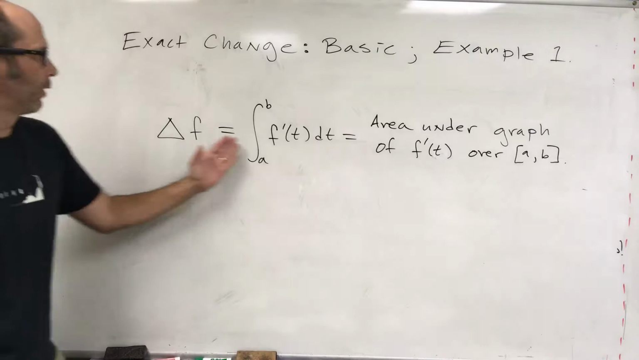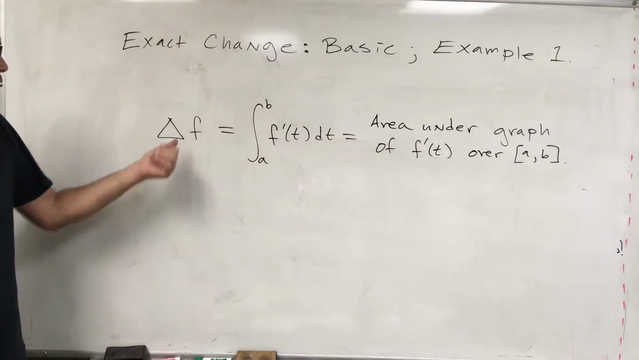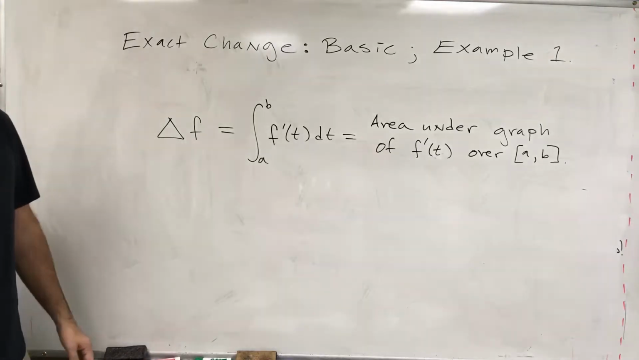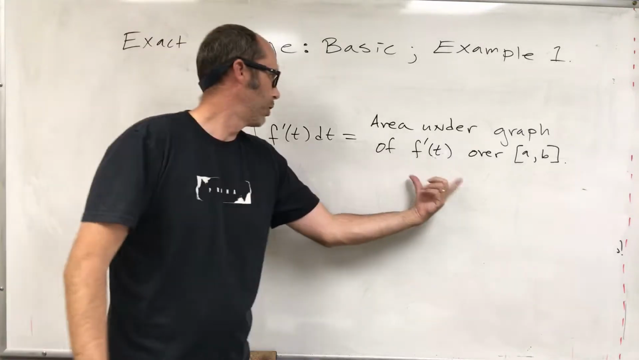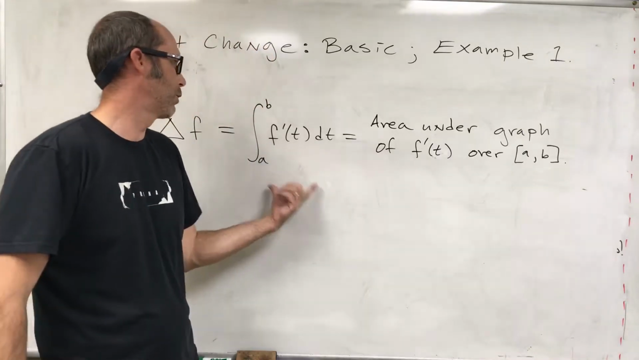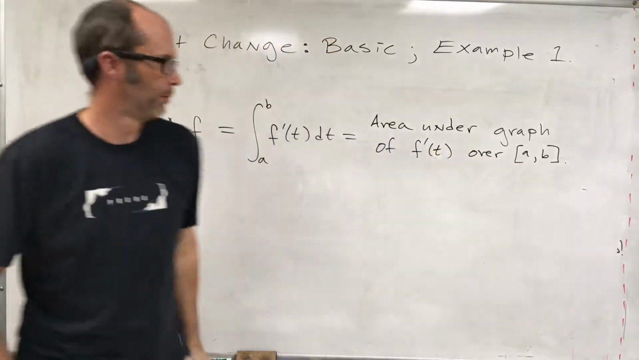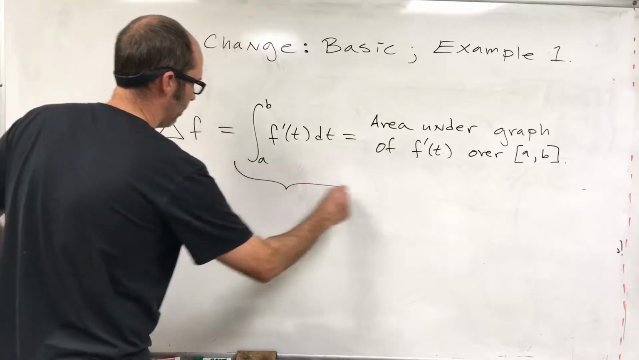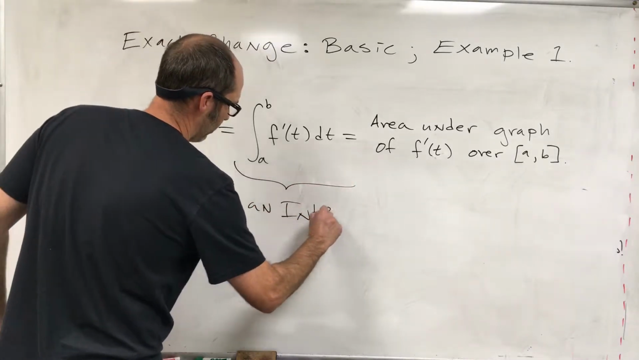All right, it all comes down to this. The change in f, say f of t, is this funny thing, which is the area, this thing right here, it stands for the area under the graph of f prime over that interval. Okay, this is what we call an integral.